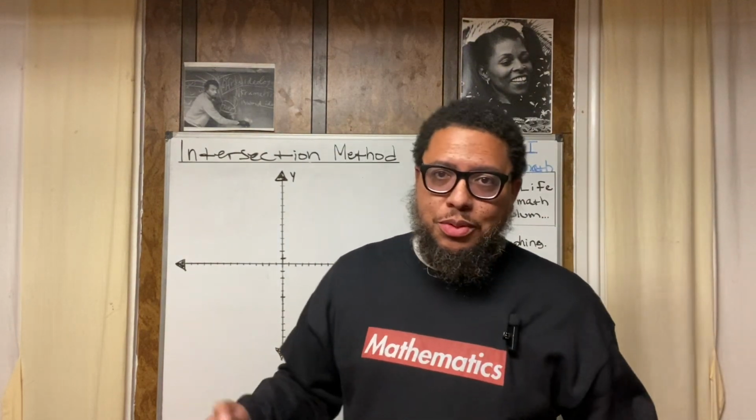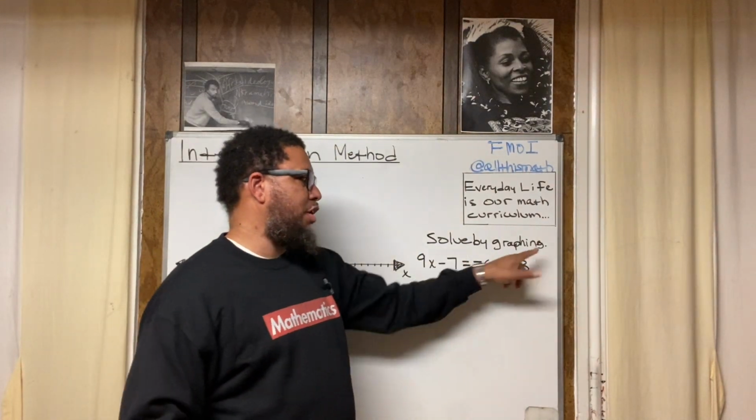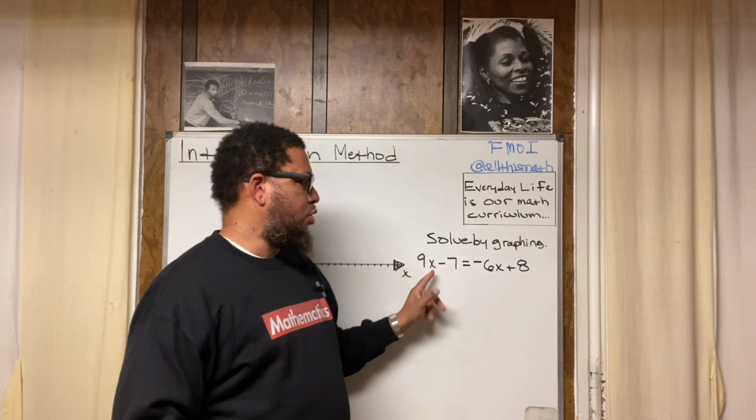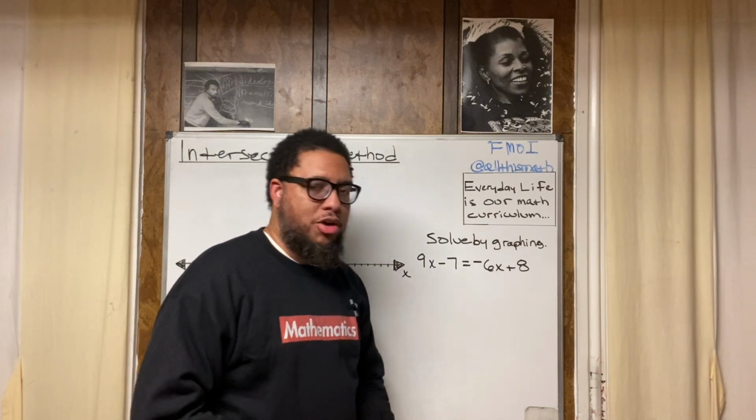What are we doing today? What we're doing today is we're going to solve this equation by graphing it. We're going to solve this equation, 9x minus 7 is equal to negative 6x plus 8, by graphing it.